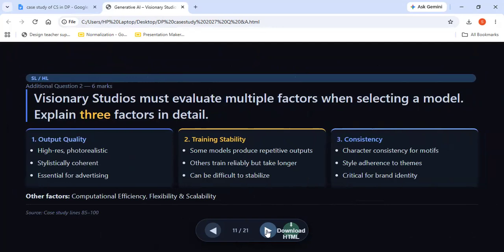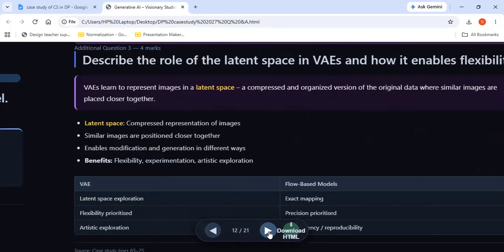Now, visionary studios must evaluate multiple factors when selecting a model. What are the three factors? The output quality, the training stability and the consistency. These three things you have to keep in mind.